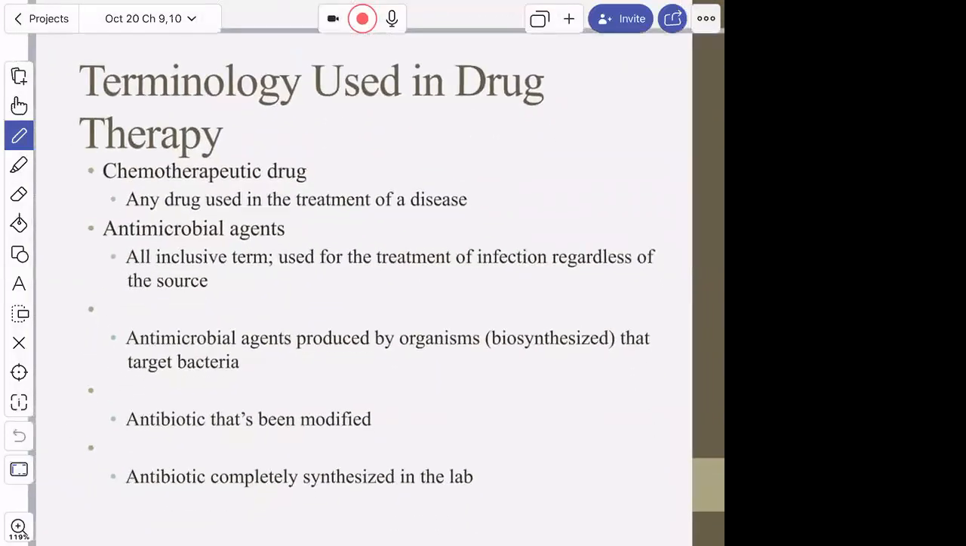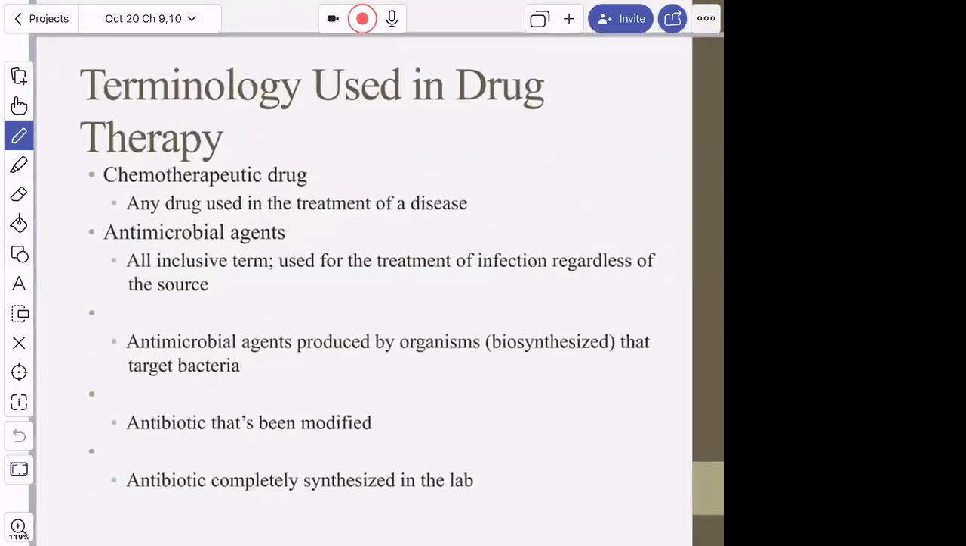All right, so a little terminology that I'd like to start with, just so we're kind of clear. A chemotherapeutic drug: usually when we think about chemotherapy, we're talking about cancer, but if you use that term correctly, any chemotherapeutic drug is any drug that's used in the treatment of any disease. So it could be insulin, it could be a cancer drug, it could be an antibiotic, all those things.